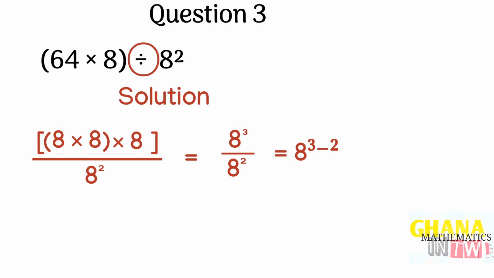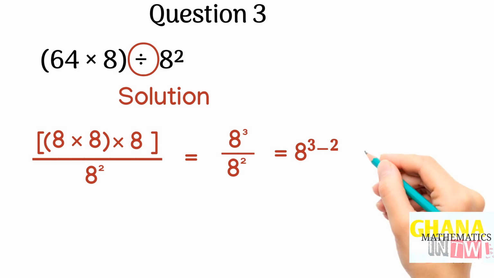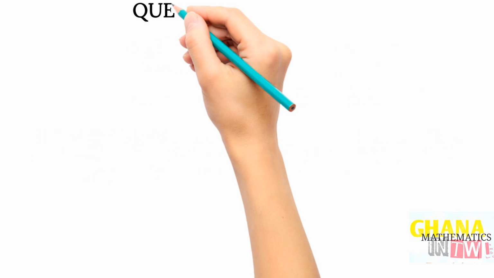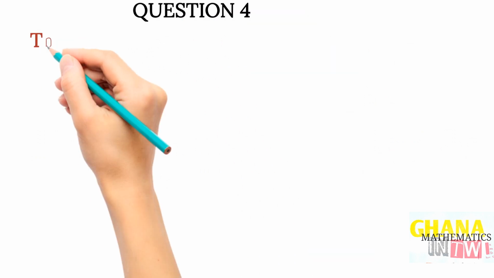The division sign will be negative exponent. Then I will attach that power 2 to it. And it is 8 raised to the power 3 minus 2. And 3 minus 2 is 1, but we don't write 1, so it is 8. 8 raised to the power 1 is the same as 8.